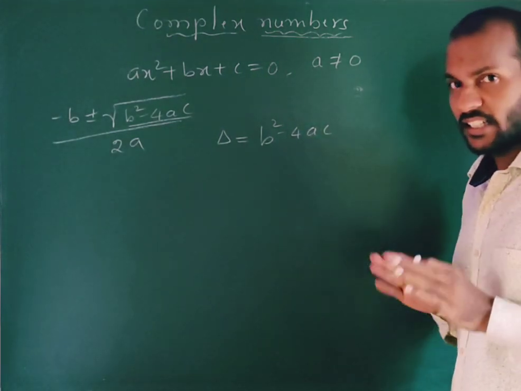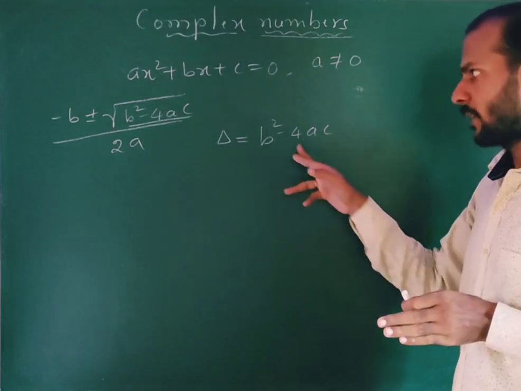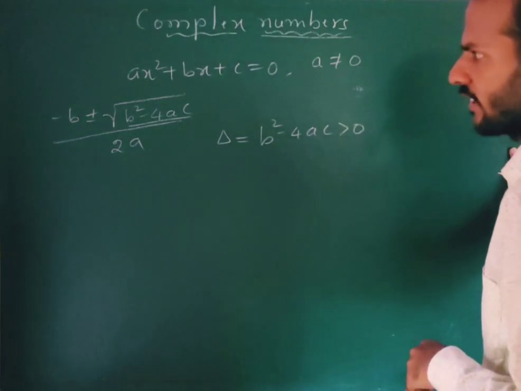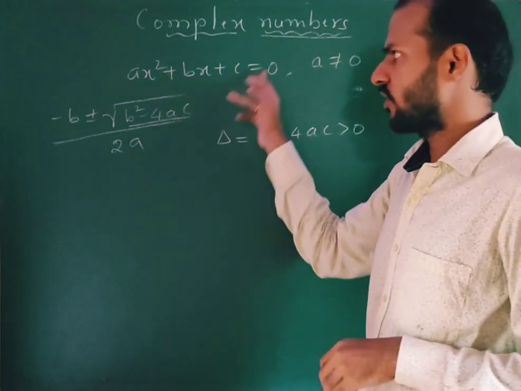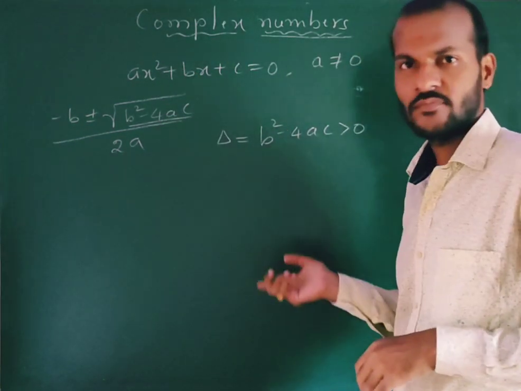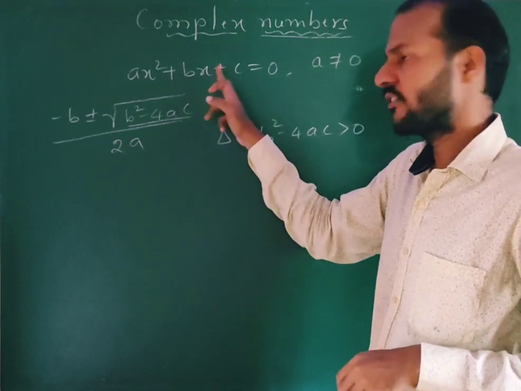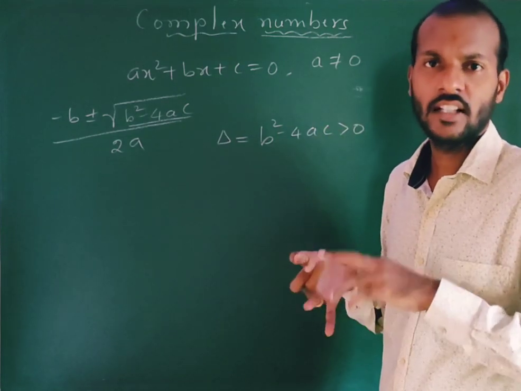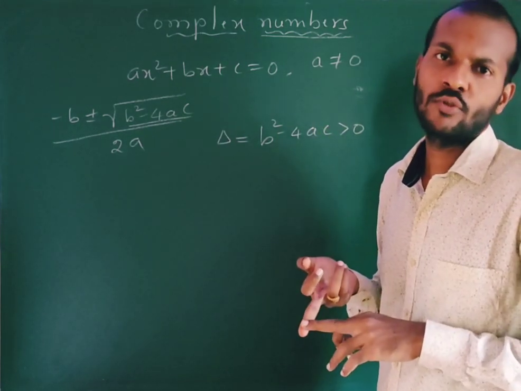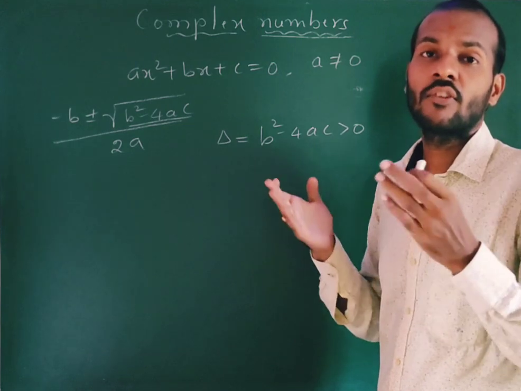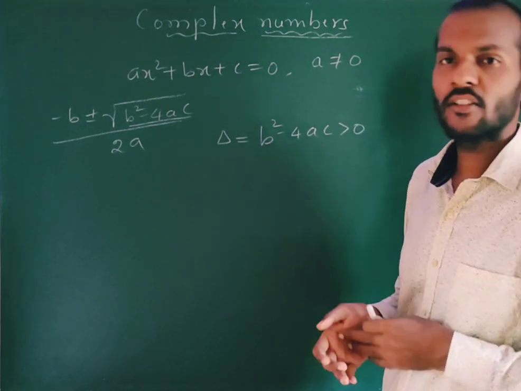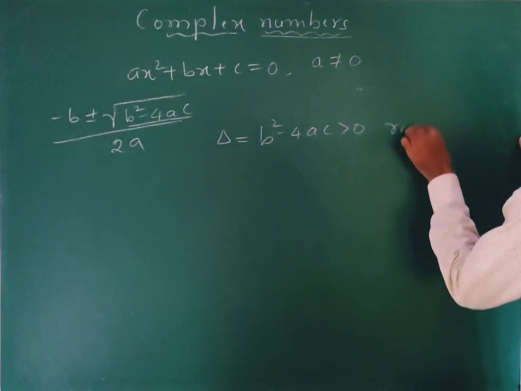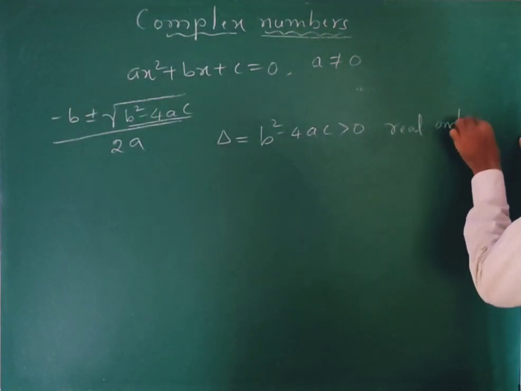In this again there are three cases. The roots of a quadratic equation depend on this discriminant, whether it is greater than 0, less than 0, or equals to 0. Which kind of roots are we going to get? When b square minus 4ac is greater than 0, what do we get here? We get real and distinct roots.